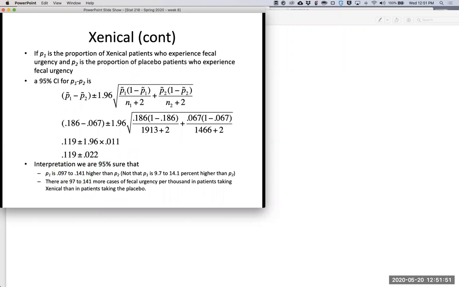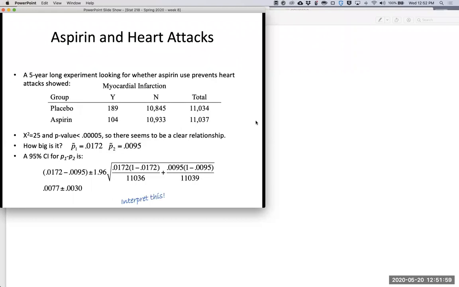That's not too bad. It's very doable. I think the interpretation is just express that range and say how many more cases per 1,000 you get. Let's try another example. Aspirin and heart attacks.